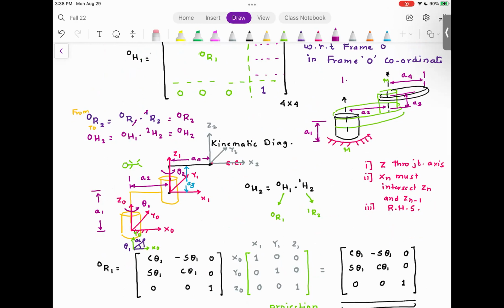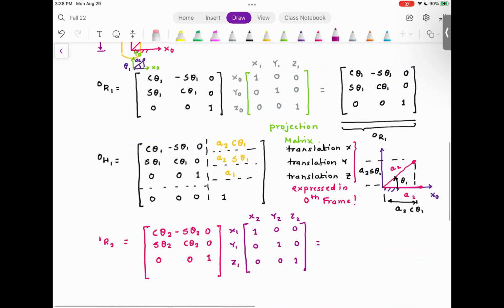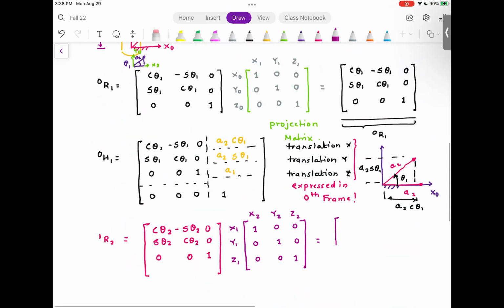Wait. We'll get there step by step. And once you multiply, zero, zero, one. This is your final 1R2 matrix. Are you with me? This is not your final 1R2 matrix. This matrix is not your final matrix.